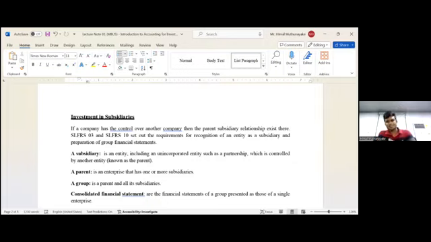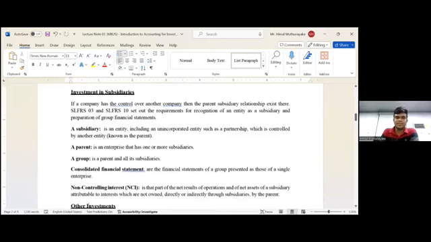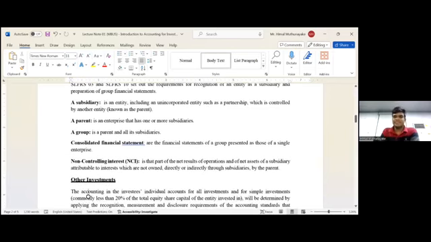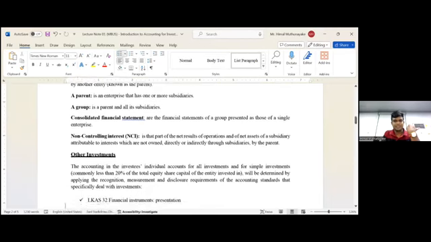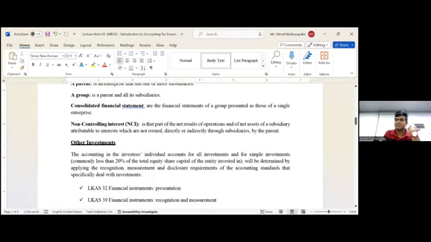So what do you mean by a subsidiary and what do you mean by a parent? What do you mean by a group? And what do you mean by the consolidation financial statements, you will understand, right? I will discuss these when we discuss the concepts. So for now, just remember, we can do the investment in subsidiary, and other investments under SLFRS 9, we can do the financial asset investment.